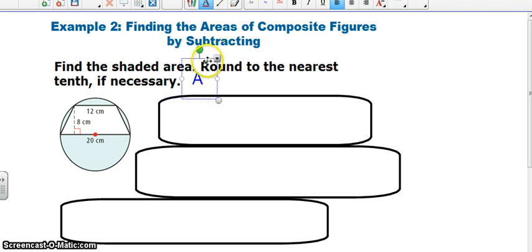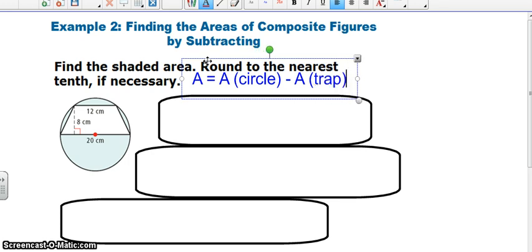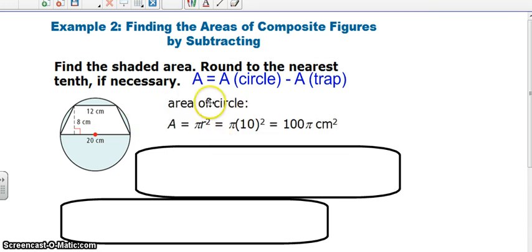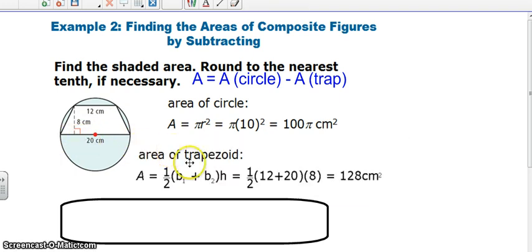The total area equals the area of a circle. And in this case, we're going to cut out the area of a trapezoid. So good. And if you haven't done it, pause, come back. If you have done it, we're ready to look at this. The area of the circle, don't forget the radius here is half of the total diameter. And we have the area of the trapezoid, very fun.